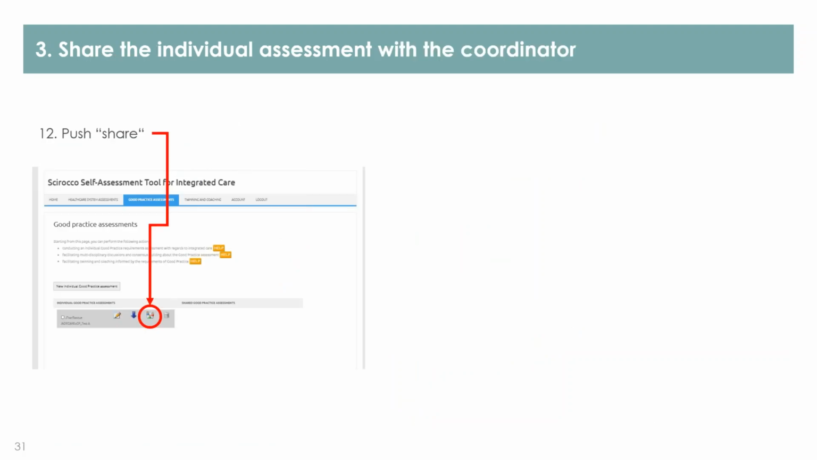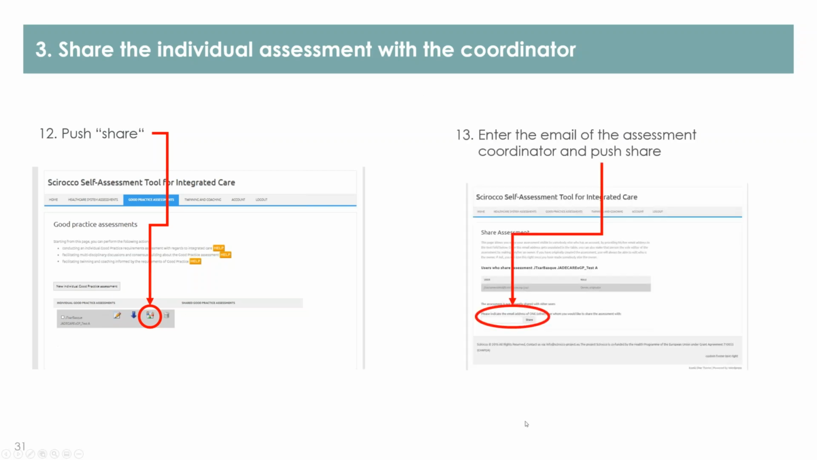Once you have performed your individual assessment, you can go to the main page of the Good Practice Assessment and please push the share button. This is the test A I have made, and pushing share, it will take us to this screen. Here, what we have to do is enter the email of the assessment coordinator and push share to enable him to then compile the results in a joint questionnaire to enter consensus.